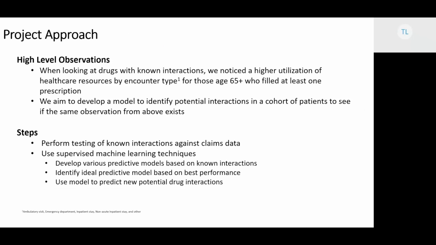To accomplish this, we were going to perform testing of known interactions against claims data, and for this we used the IMS data. And then from that data, we were using machine learning techniques to develop various models of known drug interactions. From these models, we wanted to identify a single model based on best performance. And then based on that model, we were going to see if we can predict new potential drug interactions.